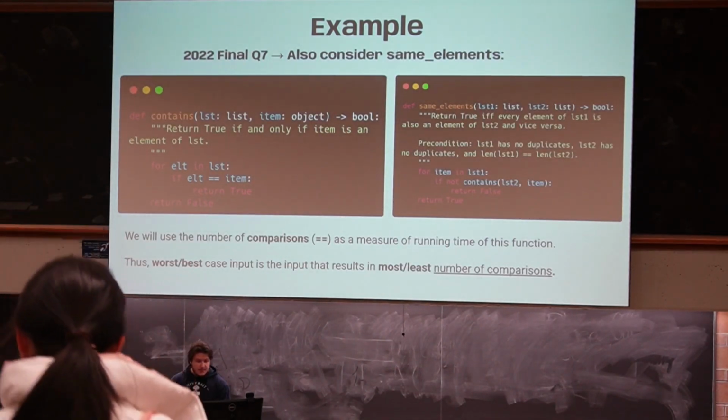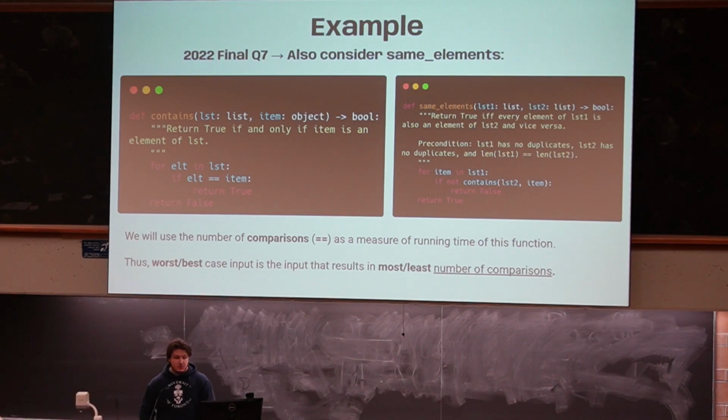So this is another function called same element, which uses contains. Basically, what the function will do is compare if the elements of list 1 are identical to the elements of list 2, not necessarily in order, just do they contain the exact same elements. And in terms of measuring the runtime, we're just going to be using the comparisons because there really isn't much else going on. So the main thing that we're going to use to track our time is going to be the comparison.